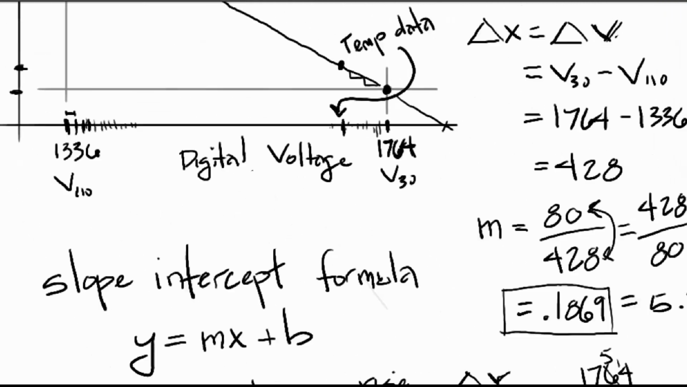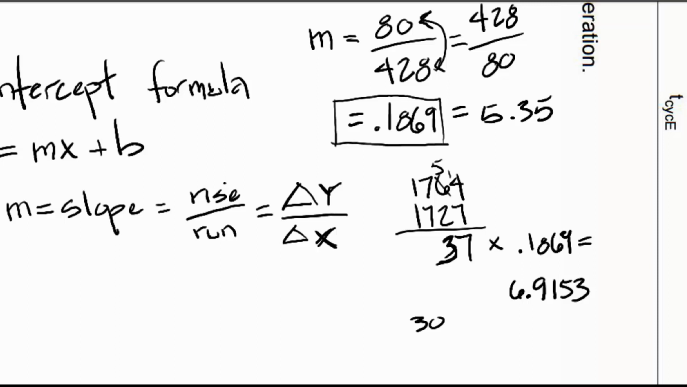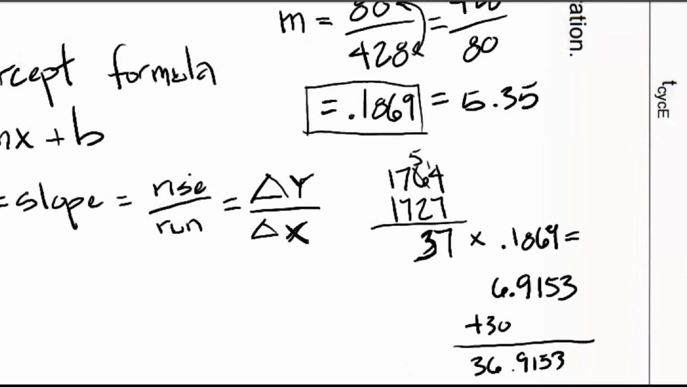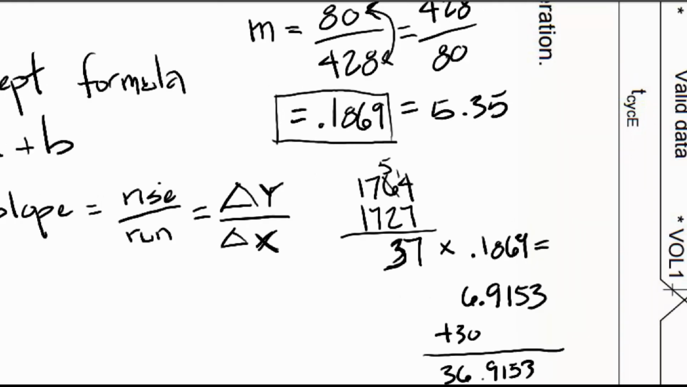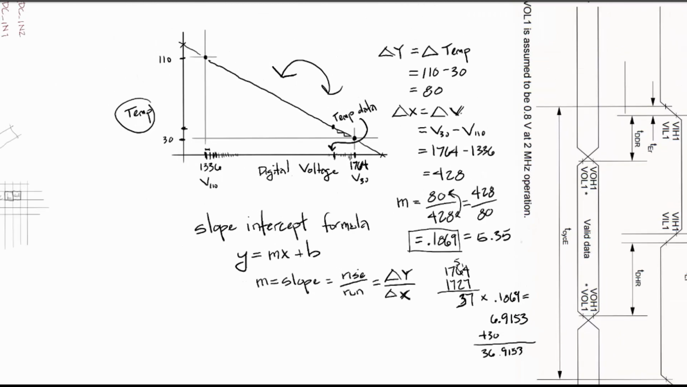So if the 1764 is 30 degrees, and we added the 6.91, let's put it next to it. So let's plus 30 degrees to this. So that would be 36.9153 degrees. And that sounds like a reasonable temperature for my microcontroller within its environment. So I think at this point we have enough information to write our code.